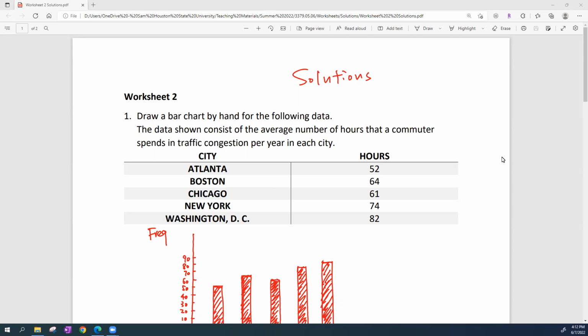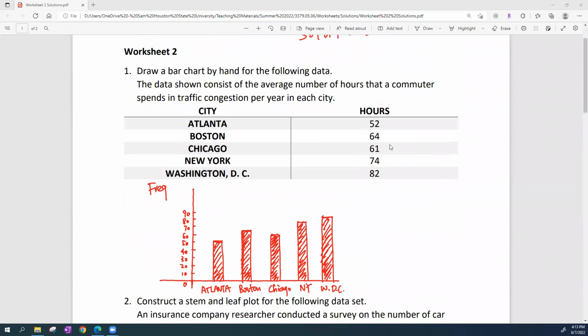Question number 1, we want to draw a bar chart by hand for the following data. The data shown consists of average number of hours that a commuter spends in traffic congestion per year in each city. So we have the city and different categories. For this specific question, just different cities, and then the hours, which is the data, right? So we have 52, 64, 61, 74, 82.